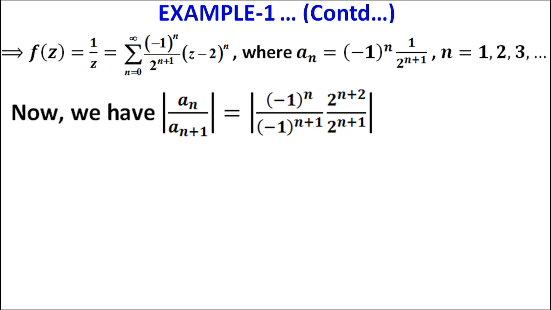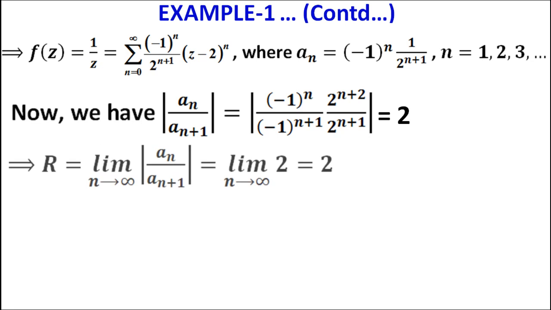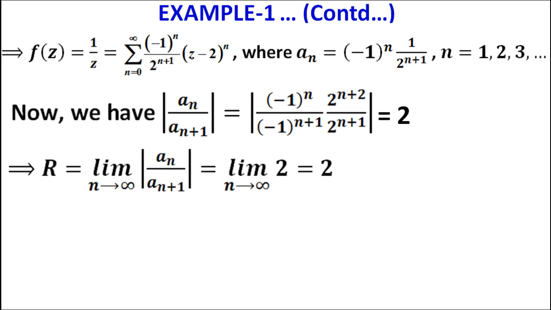Yes, it is 2. Therefore, the radius of convergence r is equal to limit of n tends to infinity mod of an by an plus 1 is equal to limit of n tends to infinity, which is 2. So since 2 is a constant, we get the limit value as 2. Therefore, the radius of convergence is r is equal to 2 and the circle of convergence is mod of z minus 2 is equal to 2.